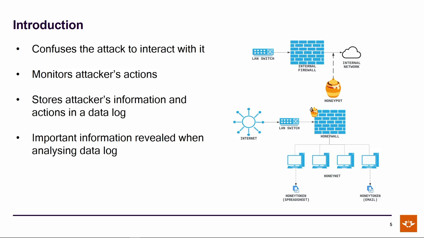The last two figures are just two other configurations. The first figure is an internal firewall that protects the internal network organized by the organization. Then the last figure is just a grouped configuration of specialized honeypots.